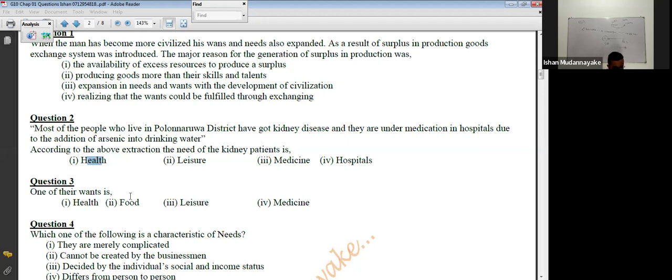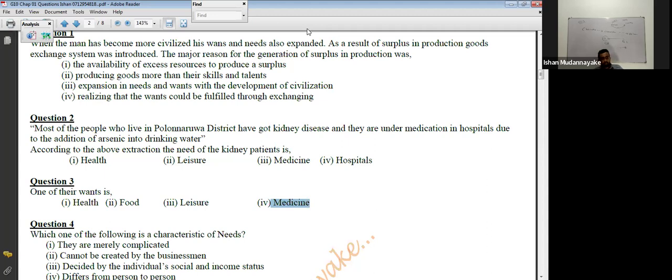Question number 3: one of their wants is... Now what's the answer for question number 3? Yes, everybody, correct. One of their wants is medicine. To fulfill the health requirement, medicine is one of the treatments. One of the options, one of the wants. To fulfill the health need, one of the wants is medicine.